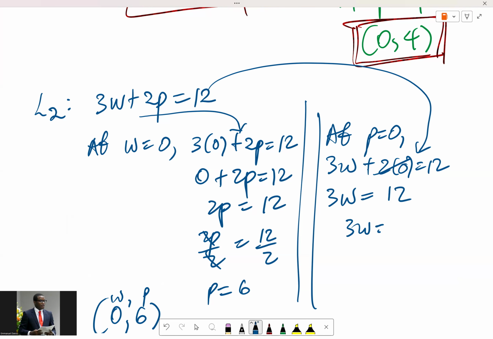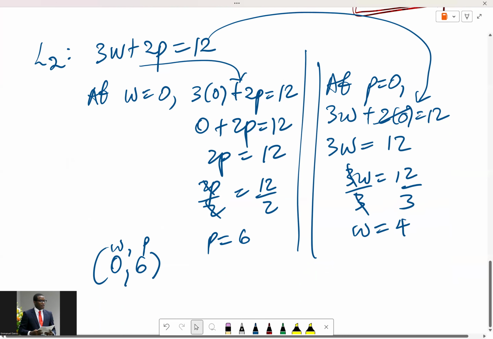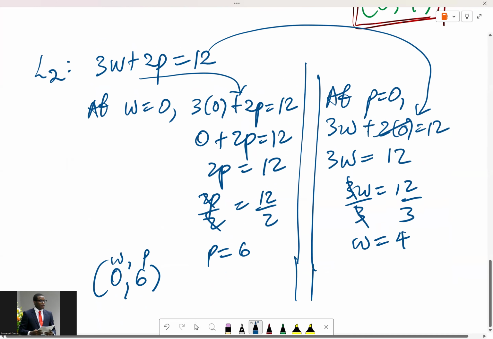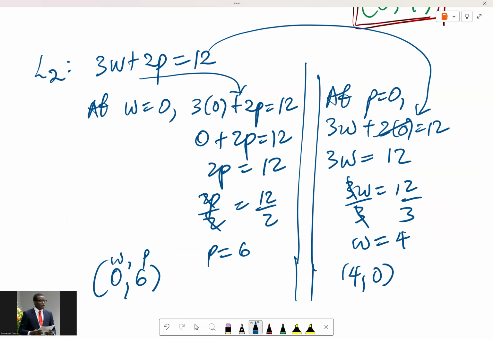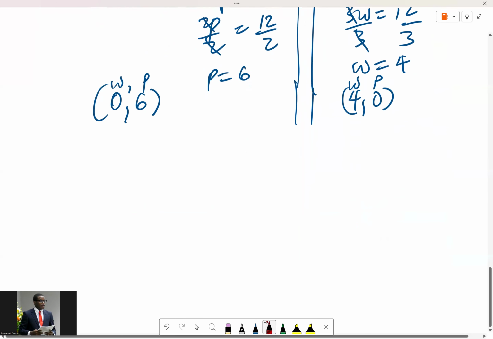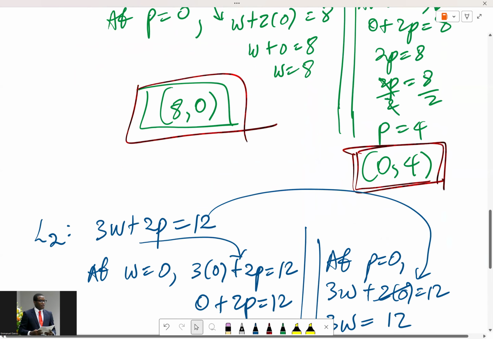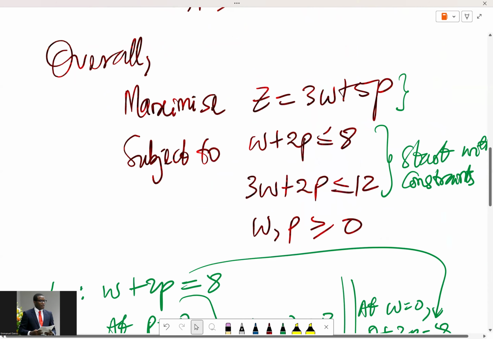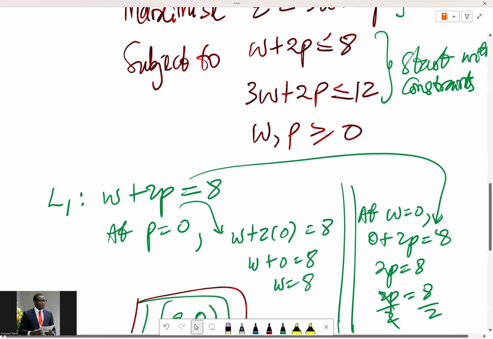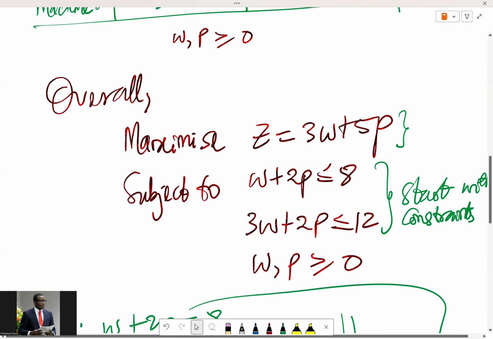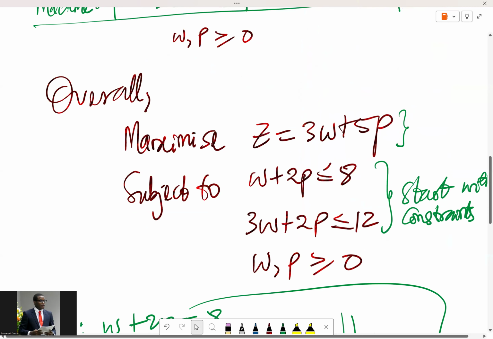So 3W is equal to 12. So divide both sides by 3. This cancels out. So W is equal to 4. So that means the other point you're going to have there is, P is 0 now. So that's 4, comma 0. The order is important. W comes first, P comes second. So now you have 4 points you're going to plot on the graph. If there are more constraints, you can go on with all the L1, L2, L3. But now we have just 2 main constraints. The other constraint is the non-negativity constraint.